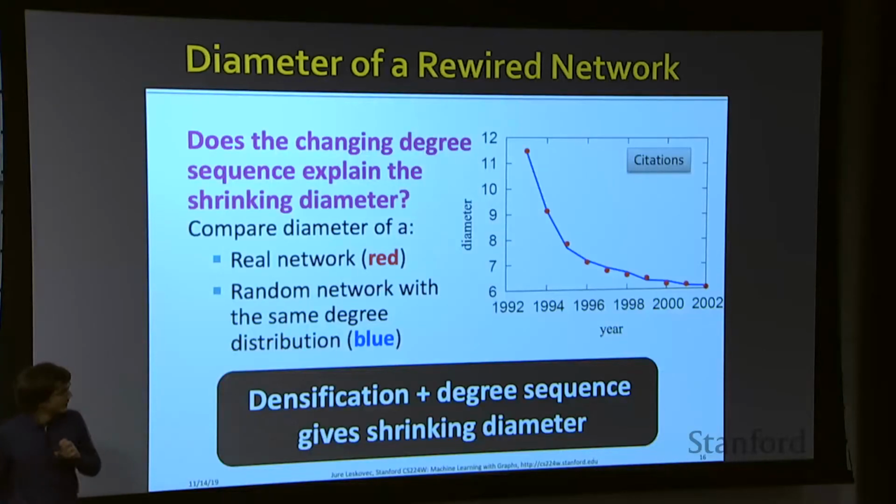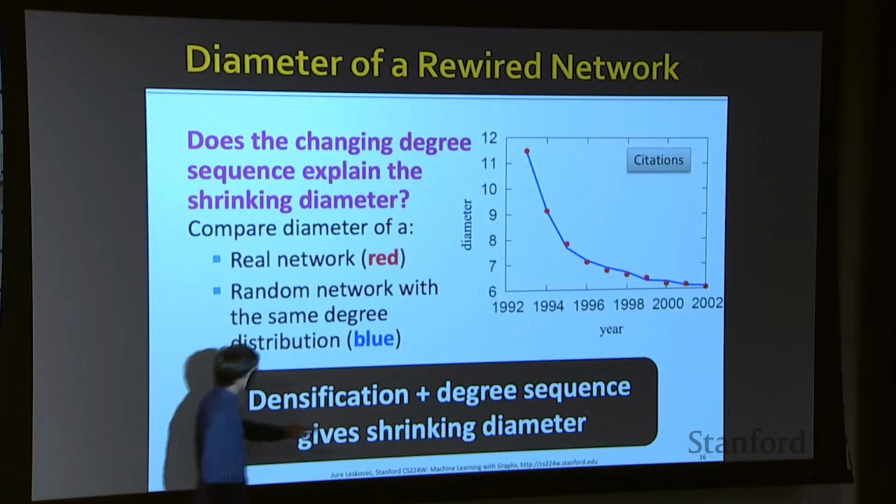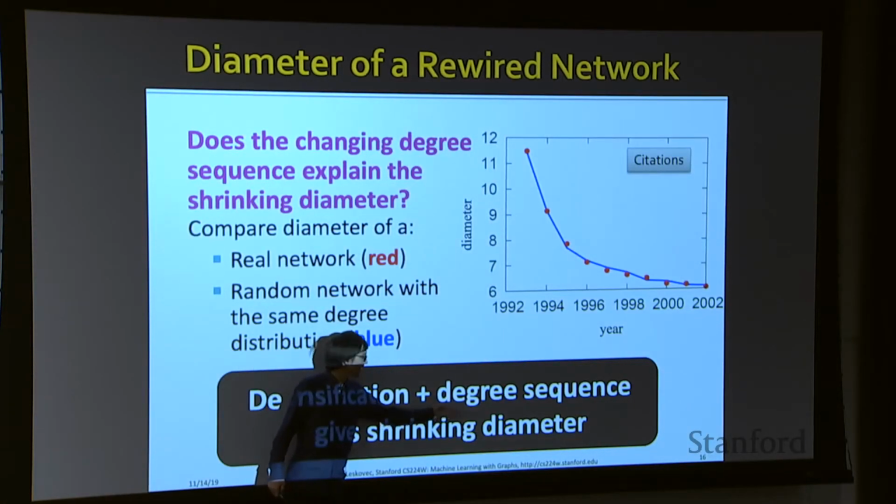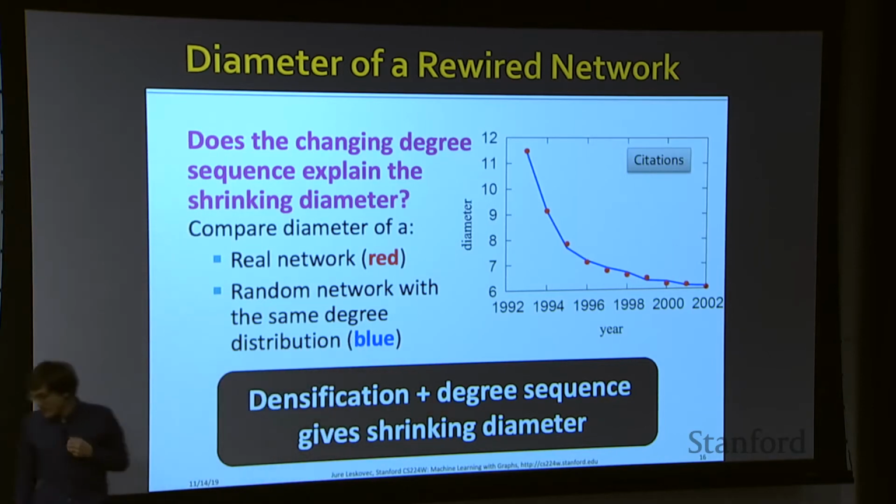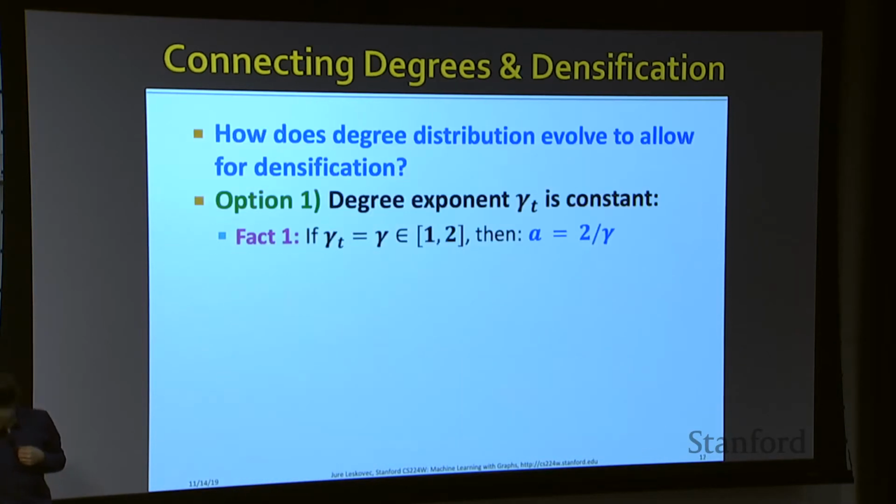All right. So let's now go and see what has happened to this guy. What is happening to the degree sequence? Can I model it? So the question is, how does the degree sequence evolve to allow for densification? And there are two ways the degree sequence can evolve.